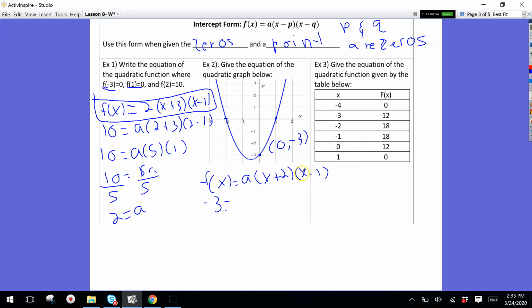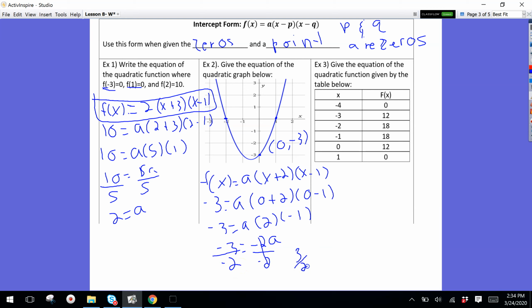And basically what we have is zeros in here. So 0 plus 2, 0 minus 1. So this would come out to a times 2 times negative 1, which is just negative 2a. If you divide both sides by negative 2, you get that a is going to be 3 over 2. Okay, so yes, it's a fraction, that's okay, but it is a fraction bigger than 1, so obviously it's a slight vertical stretch here.